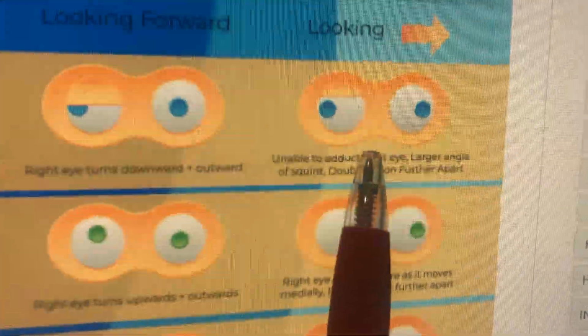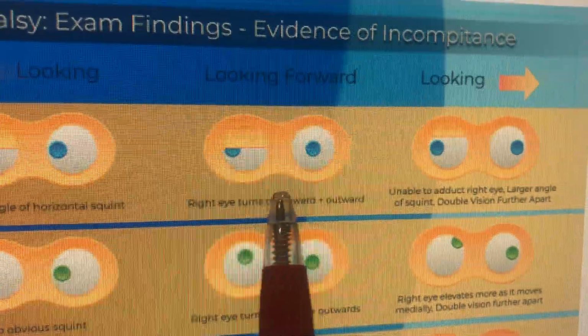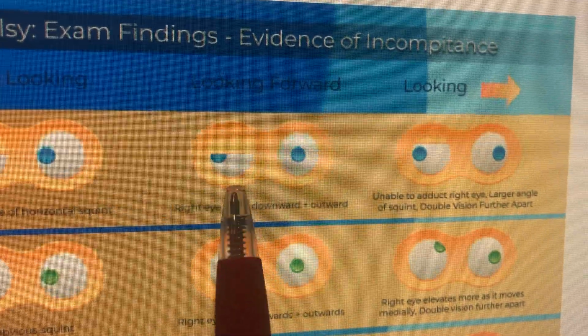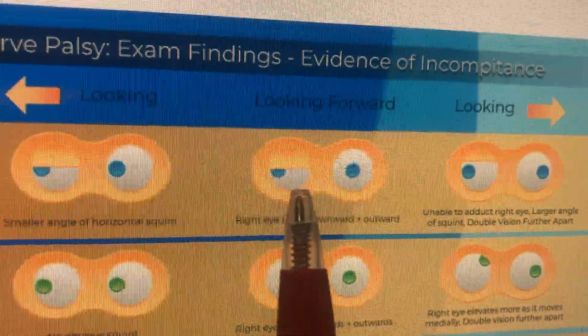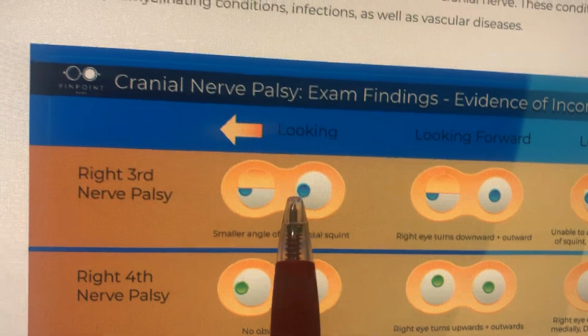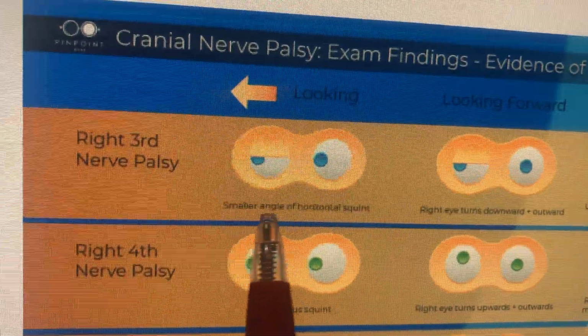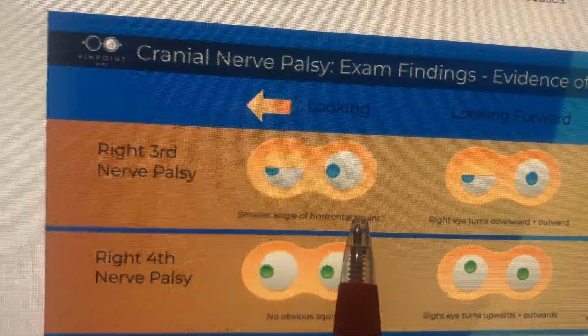There will be double vision in this scenario, not double vision in the other scenario, because you're not asking them to do that movement that requires the muscle or the nerve to start getting activated. In this situation, we're asking them to look away from the nose, and therefore we should not have any issue there, but maybe a smaller angle of horizontal squint could be present there.